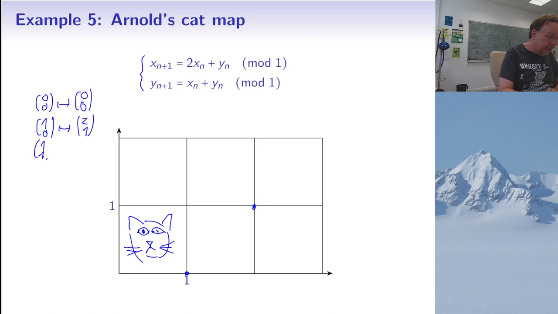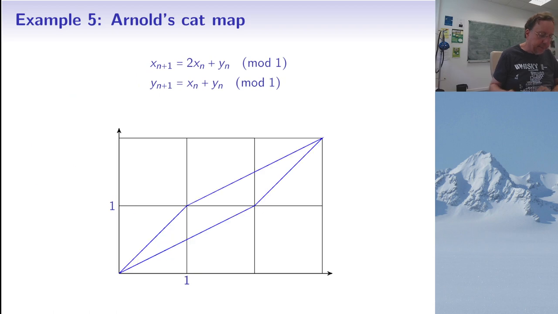And the map, the point (1,1) will be mapped to the point (2,3). So this point here will be mapped here. And the point (0,1) will be mapped to the point (1,1). So what happens is actually what you see here. The square [0,1] times [0,1] is mapped to this elongated parallelogram.